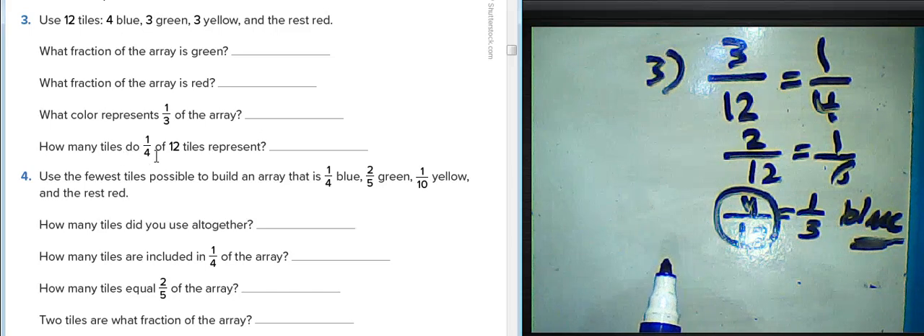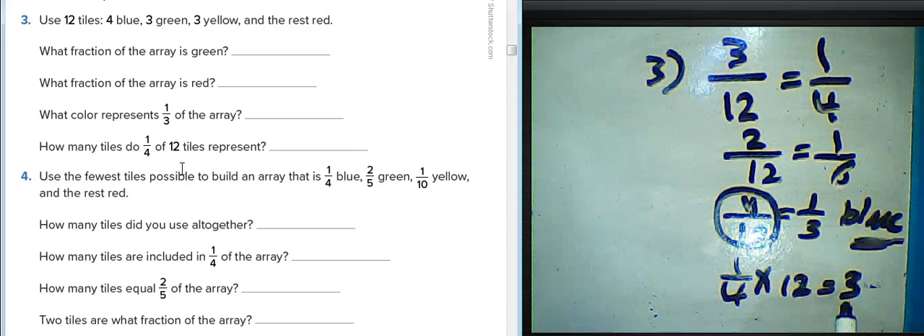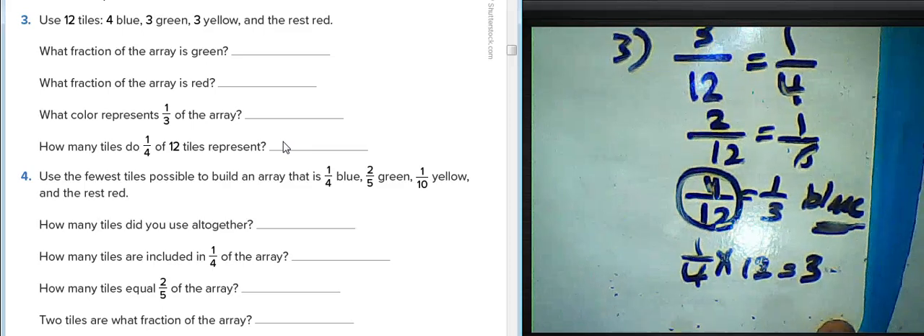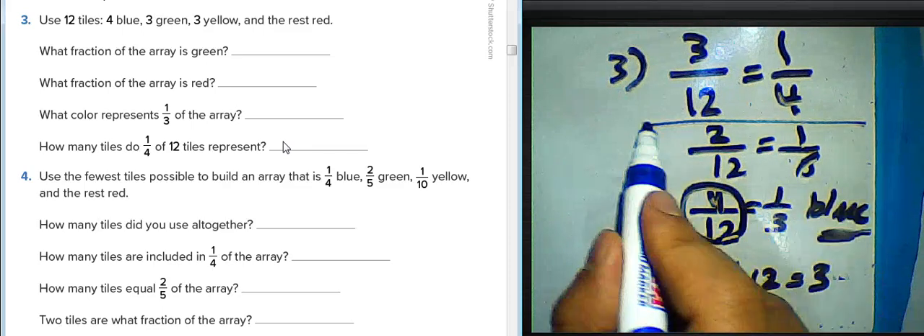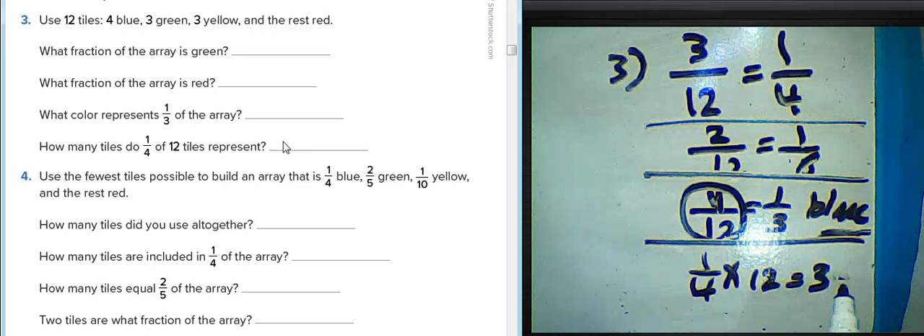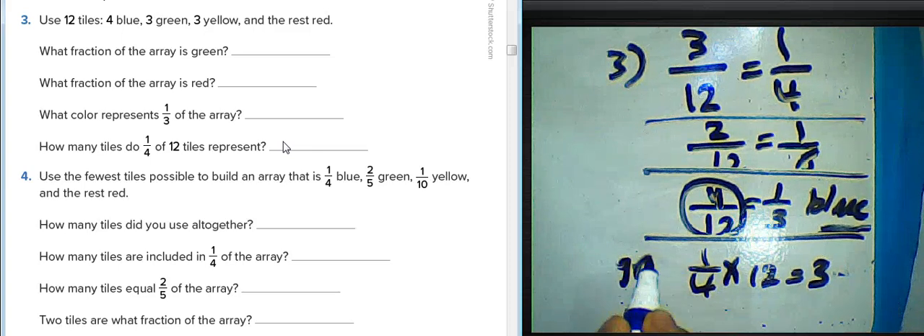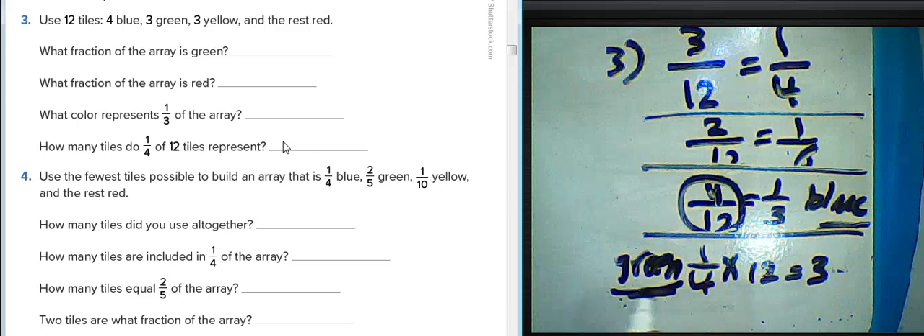And the last question about question number 3: how many tiles does 1 over 4 of 12 represent? We can write 1 over 4 multiplied by 12. It will be 3. Write 3 here. 3 represents what? Green. Write green. First, second, third, fourth. The fourth one here will be green. Write this word green in this space.